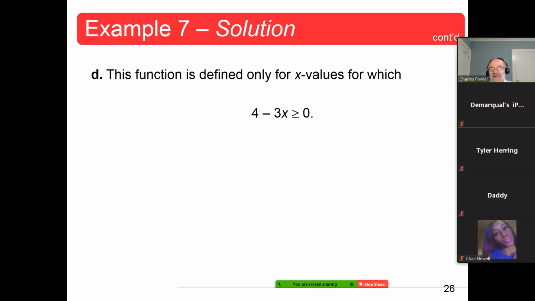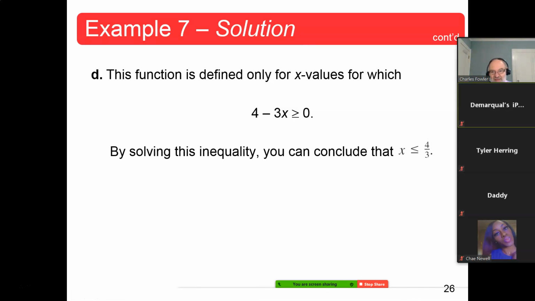Okay, in D, what was inside the radical has to be positive or non-negative. Cannot be negative, could be 0, could be positive. That's what this says here. Greater than or equal to 0. It could be 0 or anything greater than 0. And then, by magic, they just say, by solving the inequality, you conclude this. They didn't show you how to solve the inequality. They just said you get this. Well, I hope I did it in gory detail. Any x less than or equal to 4/3.